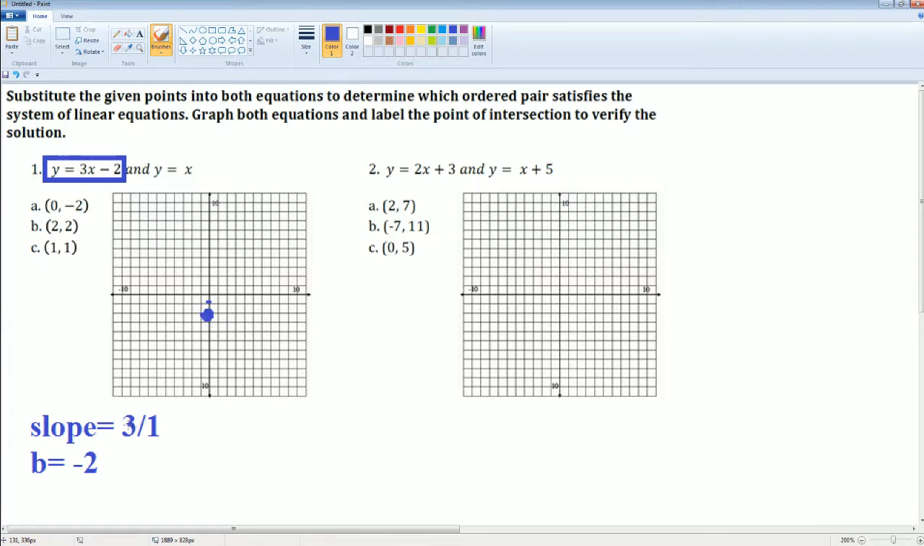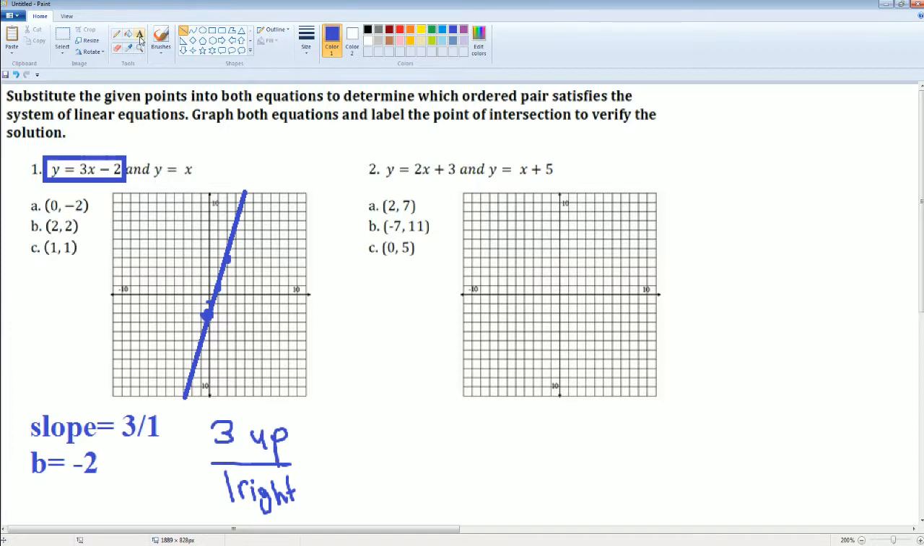Then the slope, right? So this is going to be 3 up and 1 to the right. So 3 up: 1, 2, 3. And 1 to the right. Okay, you can do that again if you want. 1, 2, 3, across 1. Okay, gives us a very good line. Okay, good.